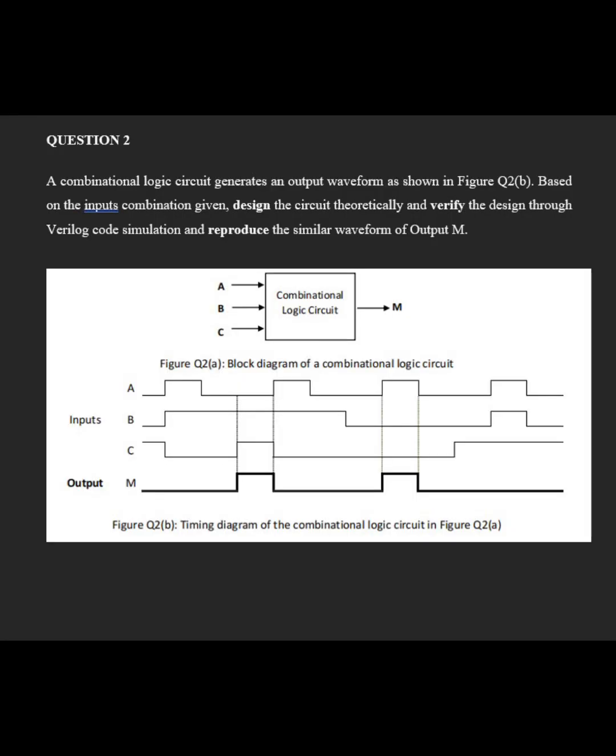And now for question 2, we were presented with a black box combinational logic circuit with 3 inputs, A, B and C, and one output, M. Our task was to analyze the provided timing diagram, reverse engineer the logic, and design the circuit that reproduces the exact output waveform M.